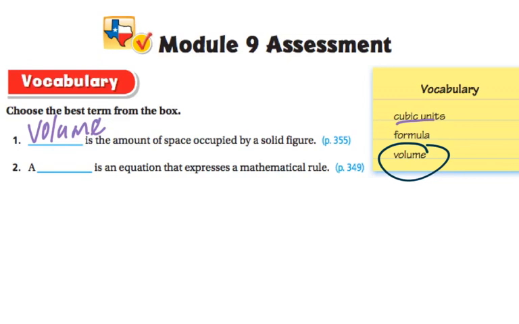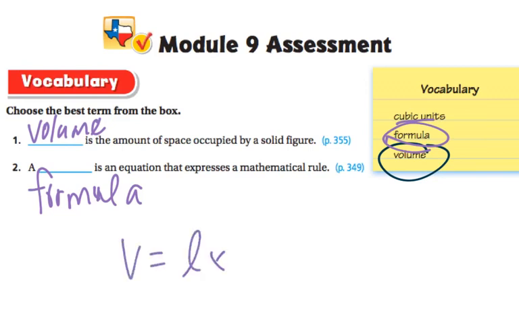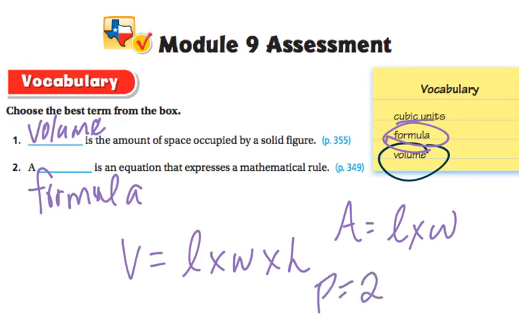And a blank is an equation that expresses a mathematical rule. That's going to be formula. A formula is an equation that expresses a mathematical rule. And we have our STAR reference guide that gives us quite a few formulas. Volume is length times width times height. Area is length times width. Perimeter is 2 times length plus 2 times width. All of those are formulas and express a mathematical rule.